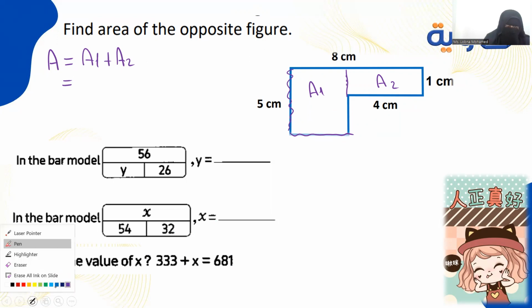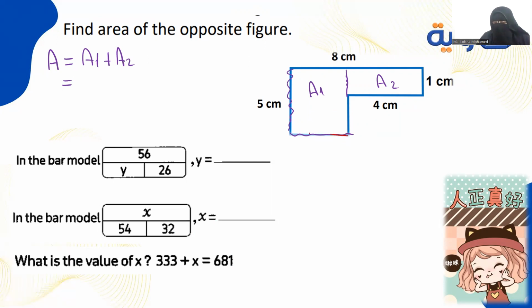Let me change the color to show you something. Look, this side is opposite to this one. So what plus 4 equals 8? Of course, 4 plus 4 equals 8. So this side is 4 centimeter. I think now it's easy to get area 1 and area 2. Area 1 equals what times what? 5 times 4, plus area 2, the area of this rectangle, which is 1 times 4. And continue.